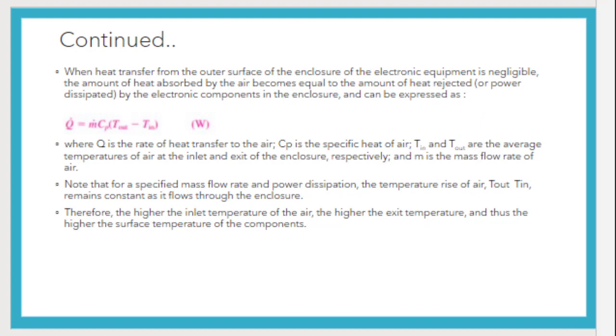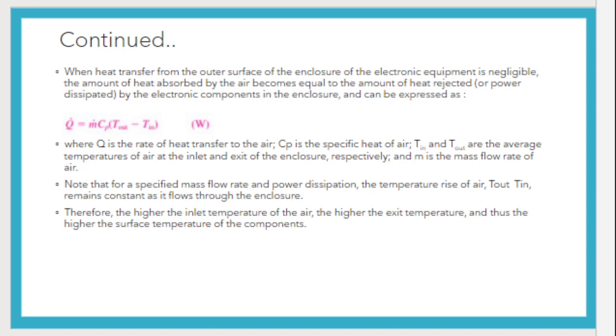When heat transfer from the outer surface of the enclosure of the electronic equipment is negligible, the amount of heat absorbed by the air becomes equal to the amount of heat rejected or power dissipated by the electronic components in the enclosure and can be expressed as Q = m Cp ΔT, where Q is the rate of heat transfer to the air, Cp is the specific heat of air, T_in and T_out are the average temperatures of air at the inlet and exit of the enclosure, respectively, and m is the mass flow rate of air.